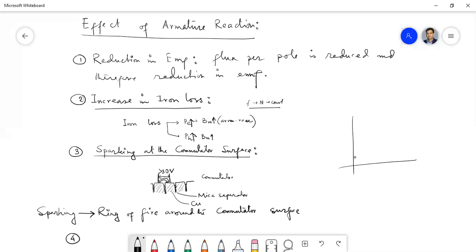So actually that commutation is like this, though it should be like this. So here, before that, suddenly you are closing it in case of delayed commutation. So therefore there is the possibility of sparking. So that I will discuss in the next class.